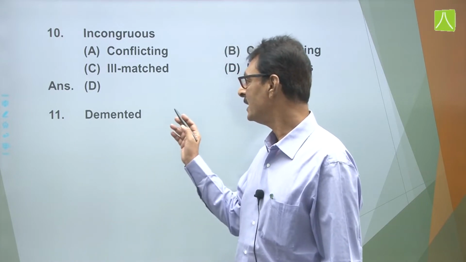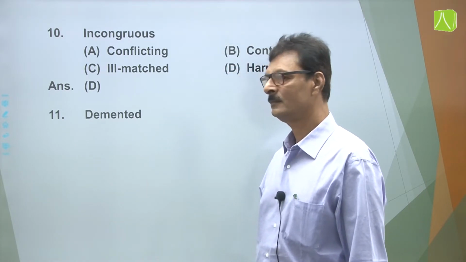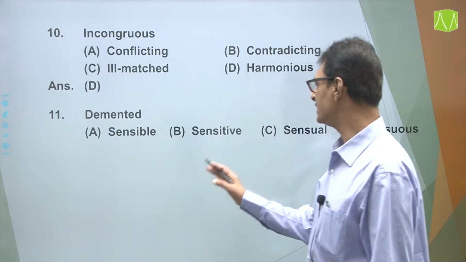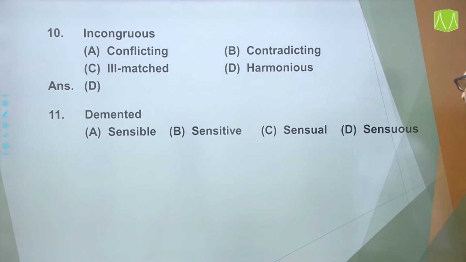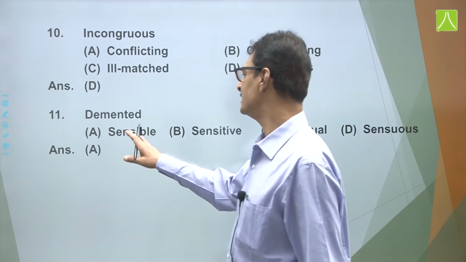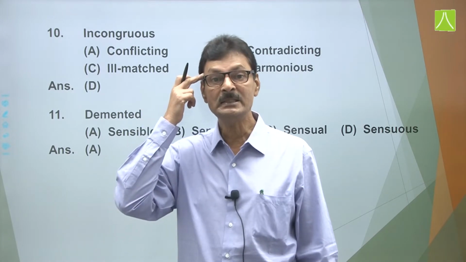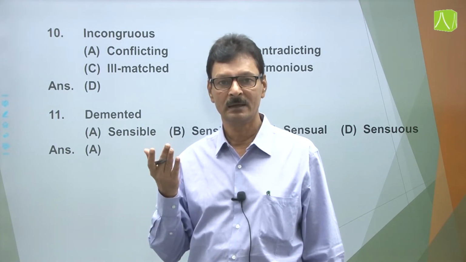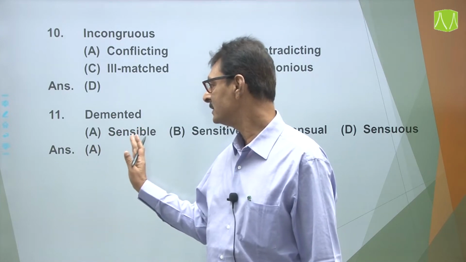The next one, demented. And the options: sensible, sensitive, sensual or sensuous. And the antonym of this word demented is option number A, sensible. Demented, insensible, unable to think. The correct will be sensible.